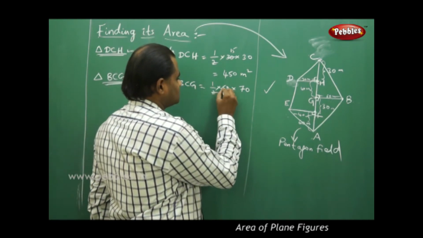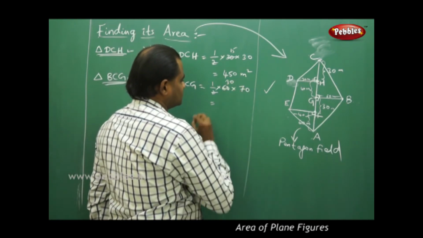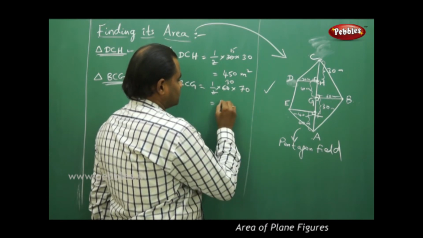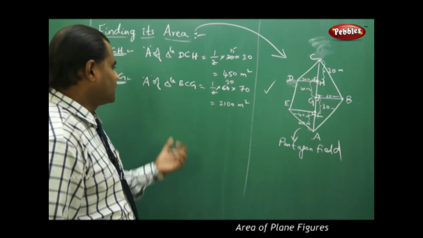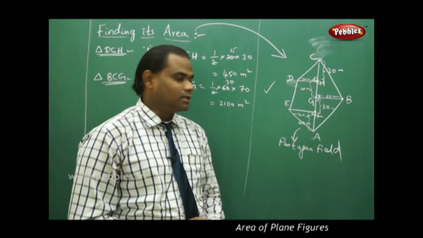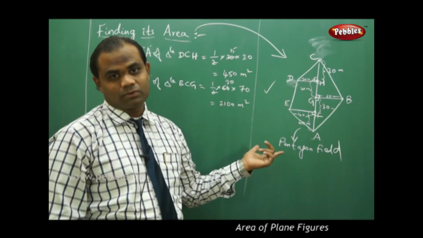Now this would give me 30 times 70 is 2100 meters square. So my area of triangle BCG is 2100 meters square.